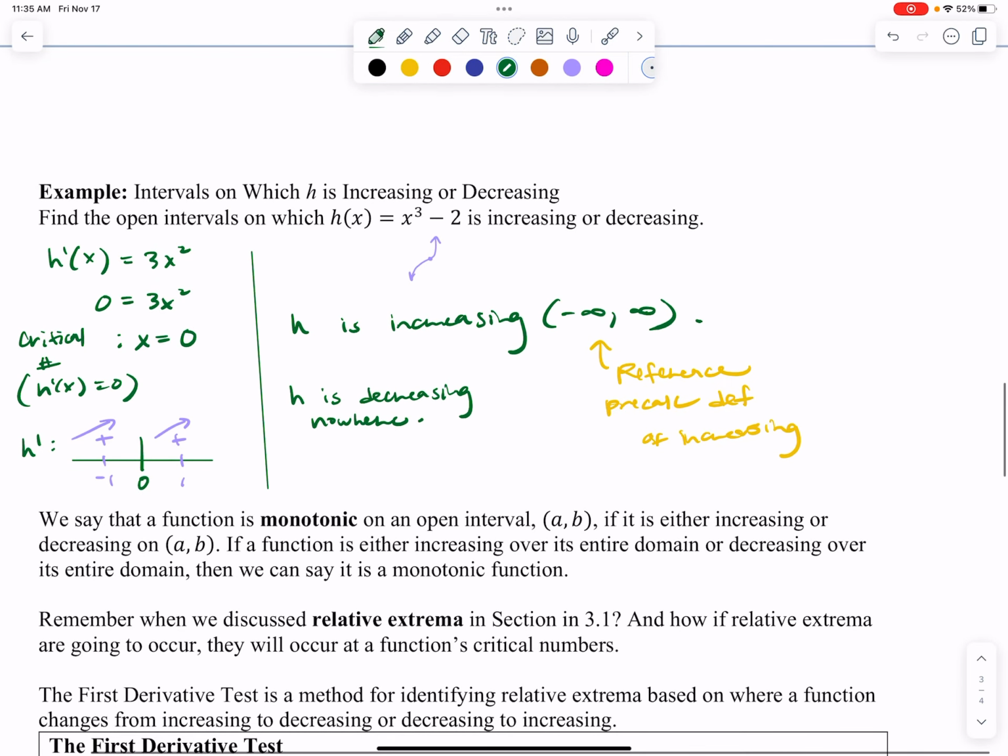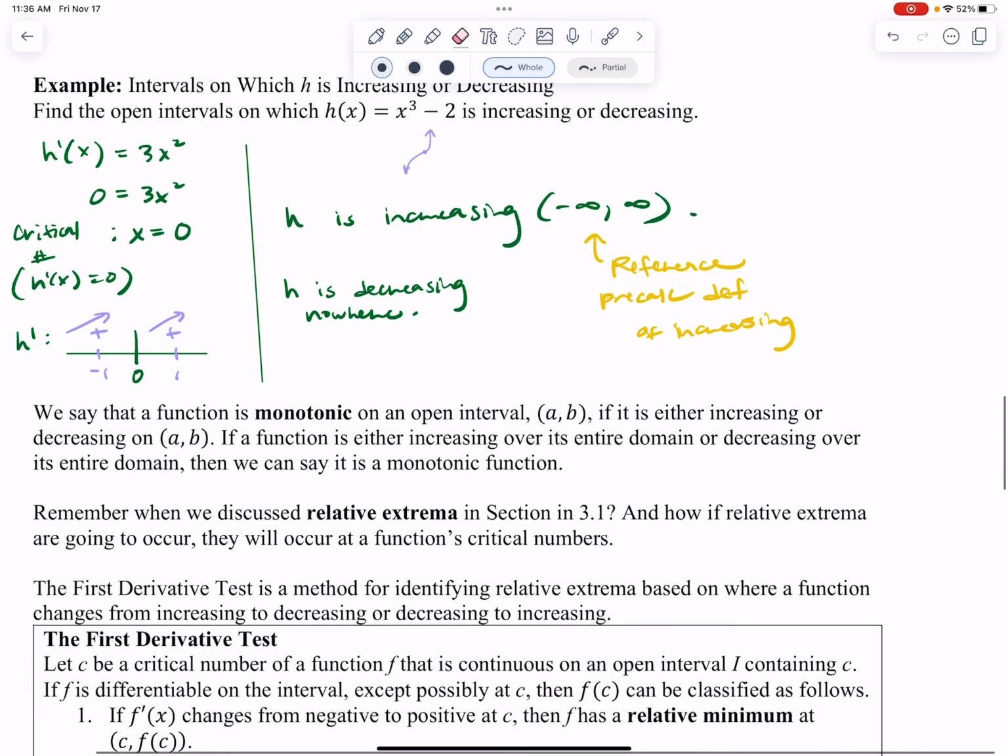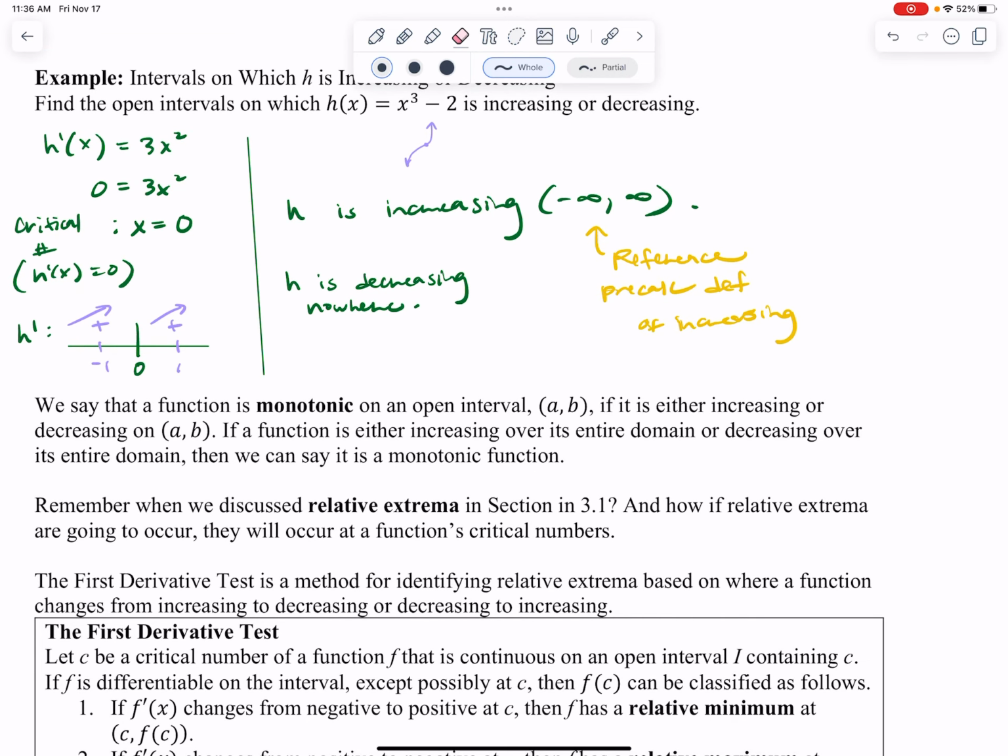Now, when a function is increasing everywhere or decreasing everywhere over its domain or the domain given, we say that it's a monotonic function. So if the function is increasing over an interval from a to b or decreasing, then the function is monotonic. And that term will come up again later on when we talk about inverses.